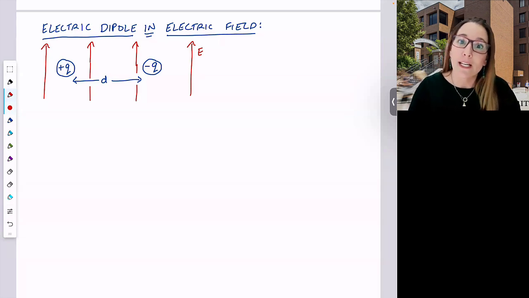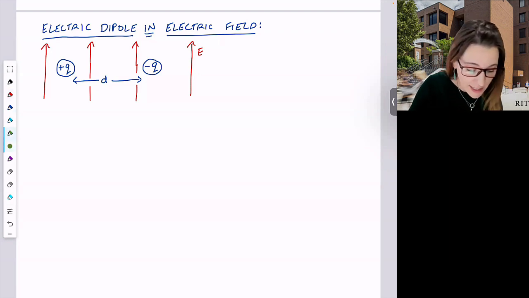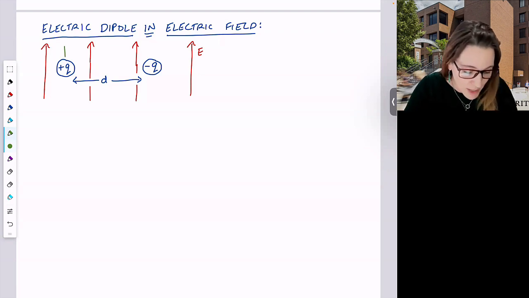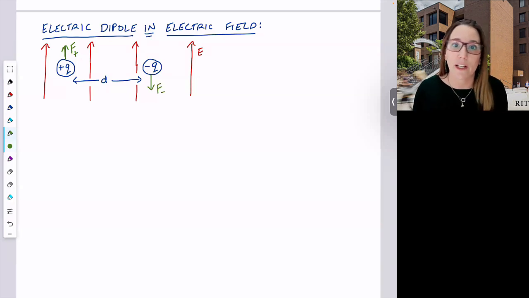Now what we want to do is go back to what happens when we put charges in a field. Well, when we put charges in a field, they experience forces. And again, the electric field is describing that space, and now we have the actual object of the dipole in that space. So the positive charge on the dipole is going to experience an electric force that's upward, parallel to the field, and the negative charge is going to experience a force that is downward, opposite the electric field. That's again just built into the definition of electric field.